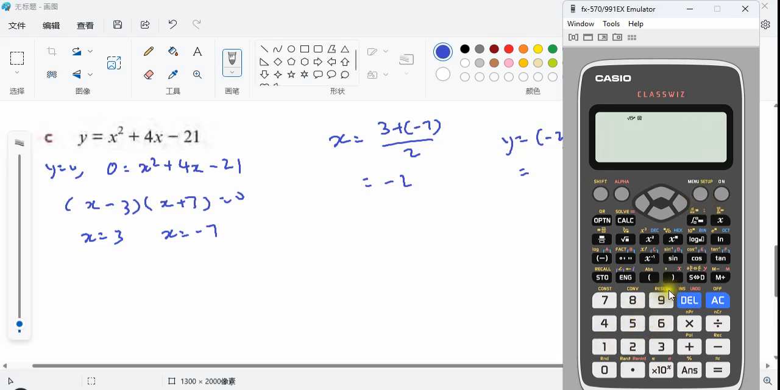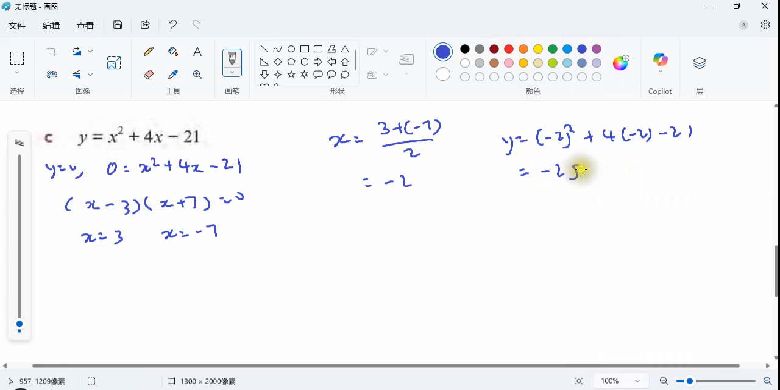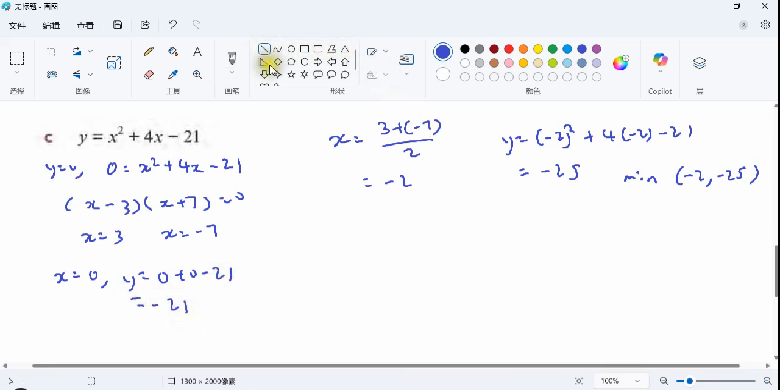So we have x squared plus 4x minus 21. When x is negative 2, then it's negative 25. So the minimum point will be (negative 2, negative 25). So x equals 0, y equals 0 plus 0 minus 21, negative 21. Okay, so we have the 3 and negative 7 here.